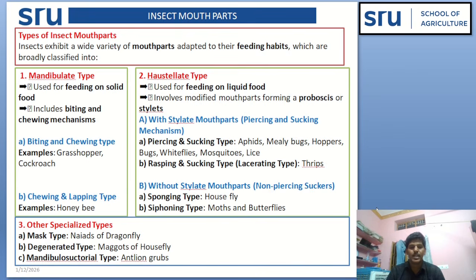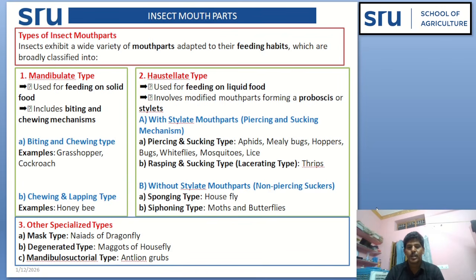Example, biting and chewing type of mouthparts are there in grasshopper and cockroach. Chewing and lapping type of mouthpart is there in honeybees. Haustellate type of mouthpart is used for feeding on liquid food. It involves modified mouthparts forming a proboscis or stylate. Haustellate type with stylate includes piercing and sucking type, which are there in aphids, mealybugs, hoppers, bugs, whiteflies, mosquitoes, lice, etc. Rasping and sucking type are there in thrips.